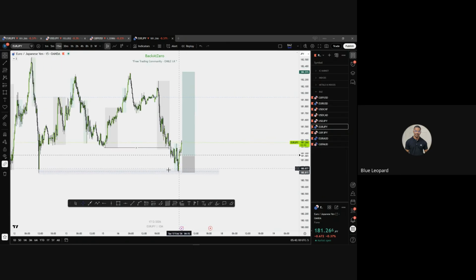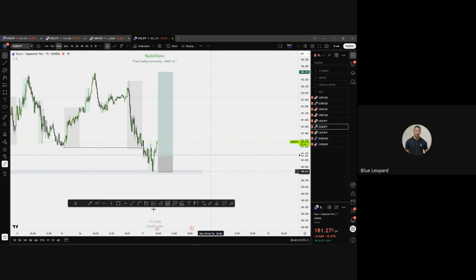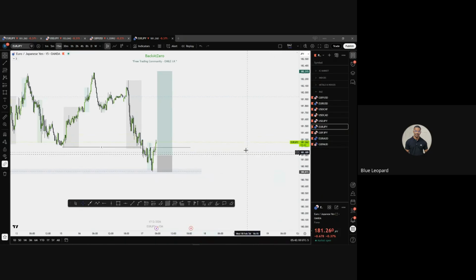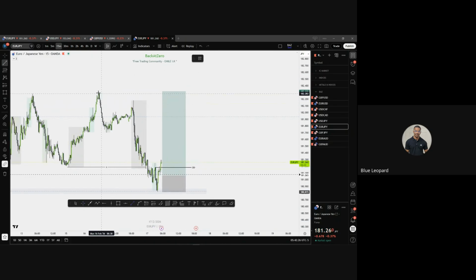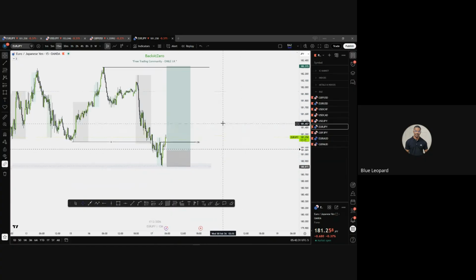And from the retest of the previous weekly low, we had a push back up that gave us the change in direction. After this change in direction, what do we expect? We expect price to come back inside this imbalance, and we can target the previous daily's highs. This is what we get, and this is what we expect.